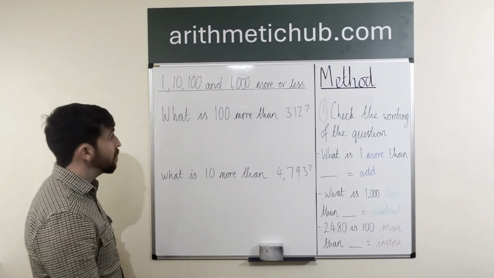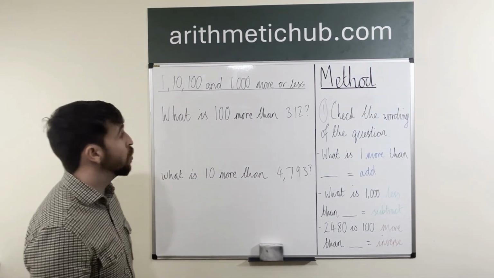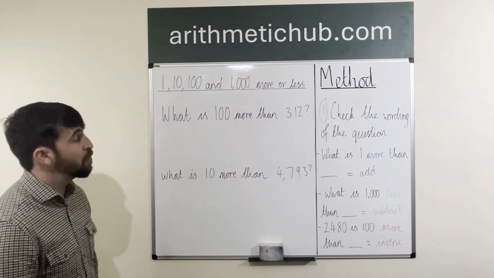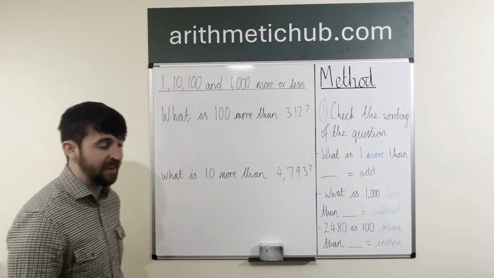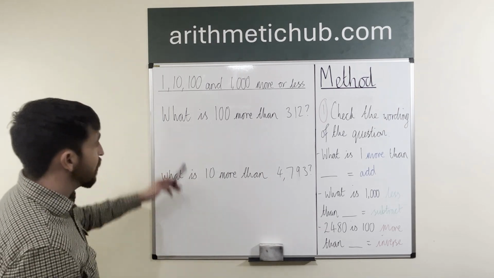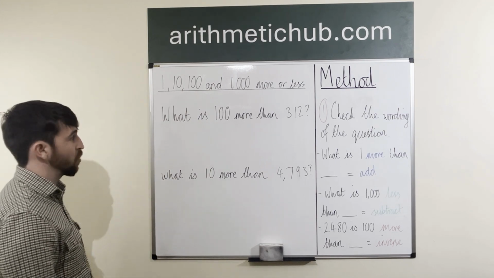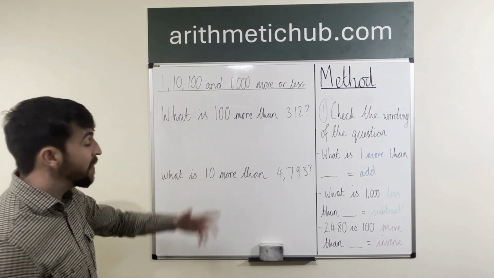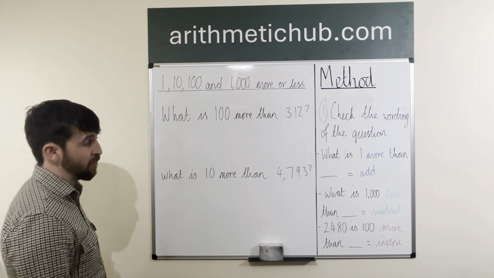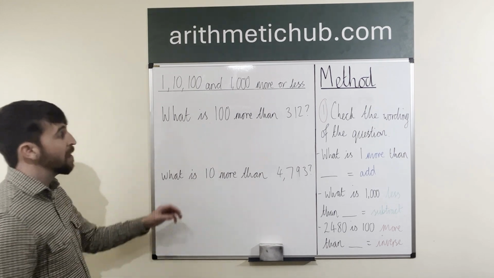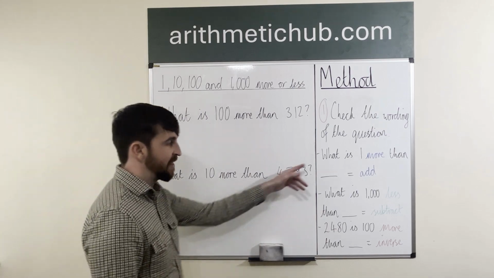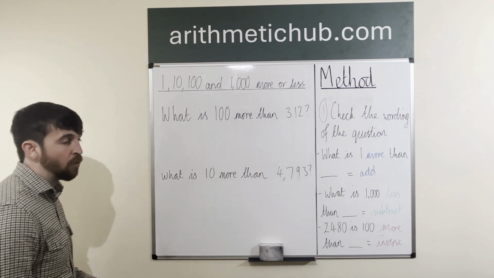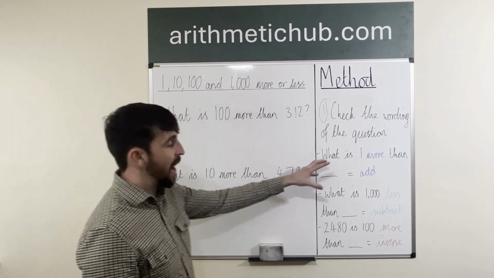Hi everyone, so today we're going to have a look at these 1, 10, 100 and 1,000 more or less questions. Now, there's three different types of these questions, so we're going to have a look at these in different parts of the video. To start off with though, we're going to have a look at the ones that are structured like this. What is 100 more than 312? What is 10 more than 4,793? So, the structure of the questions is this one here, isn't it? What is 1 more than, 10 more than, 100 more than, 1,000 more than a given number, okay?